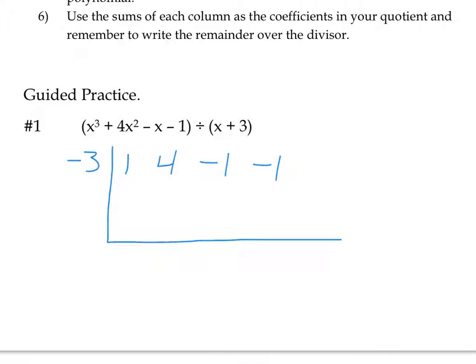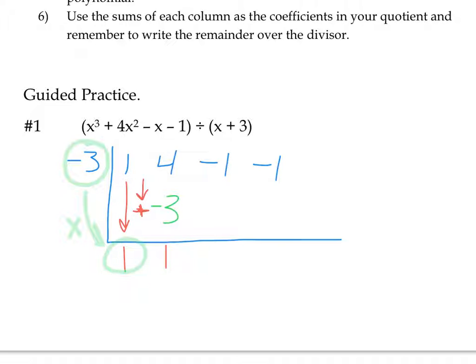And what we're going to do is add the first column. There's nothing in the first column to add this to, so we're going to bring it right down, add it to 0 essentially, and it becomes a 1. Now we're going to multiply. We're going to multiply negative 3 times 1, and we're going to get negative 3. Now we're going to add again, right? We're going to add going down this way. 4 plus negative 3 is 1.